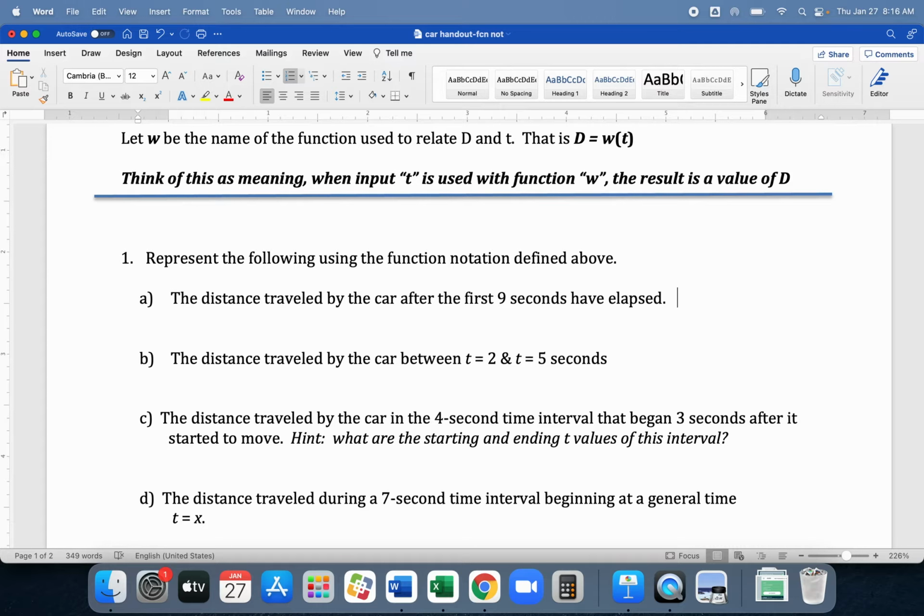Let's just make sure we're on the right track notation-wise here. I wanted to answer question A, representing, not needing to compute, because I have no formula, just the name of a formula. Representing the distance traveled after the first 9 seconds have gone by. Using our function named W, what would I say? W of 9, yep.